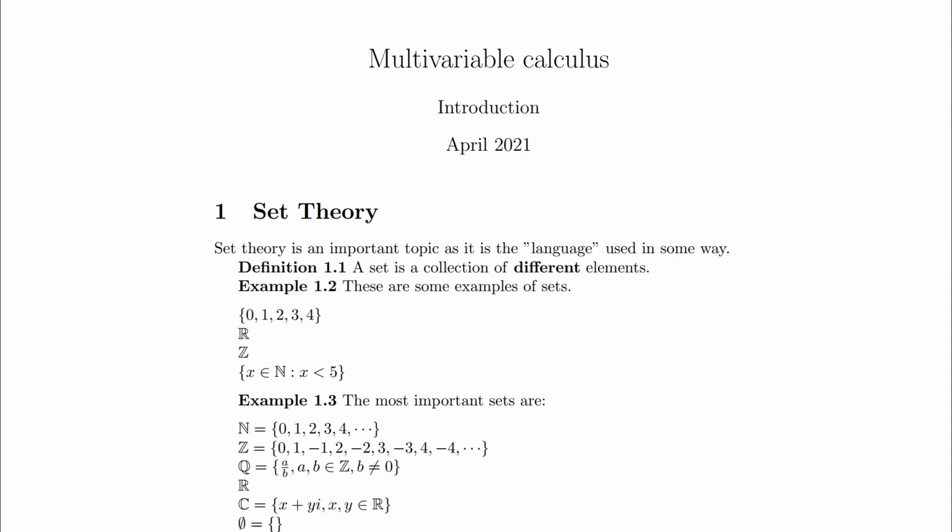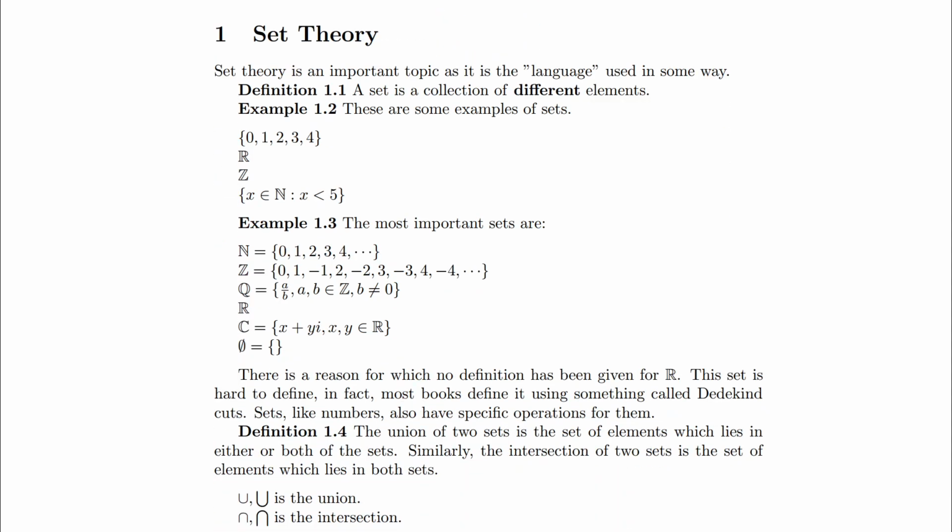And now we present a few examples of sets. We have the set {0, 1, 2, 3, 4}, which is obviously a set. The set R, which encompasses all the real numbers. The set Z, which encompasses all the integers. And this last one is written in set builder notation and represents all those x which are natural, such that x is less than 5. We will be using the convention that natural numbers start from 0. So in this case, the last set is the same set as the first set.